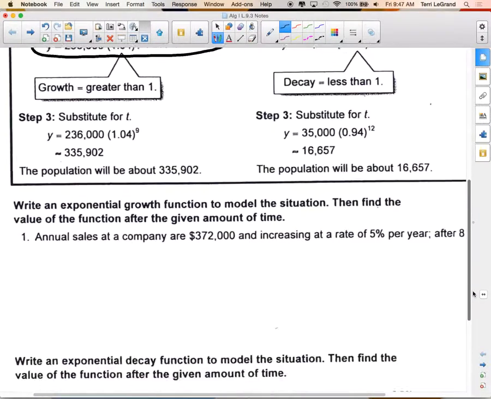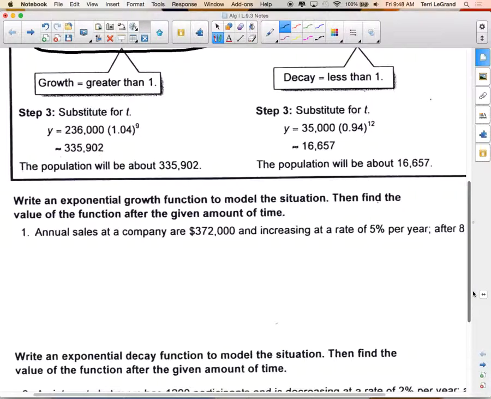The second answer is now it says find the population in the year 2009. So you have to figure out what T is. So T equals 9. Why? Why does T equal 9?